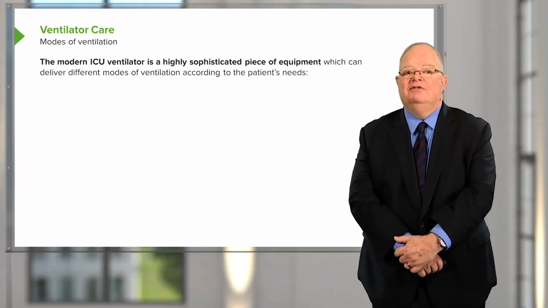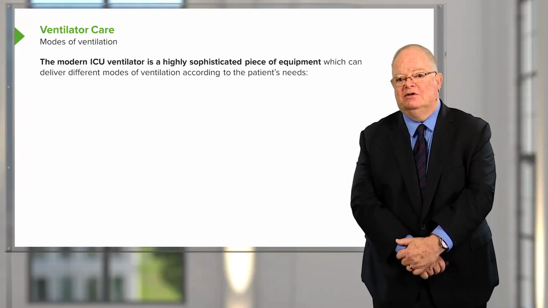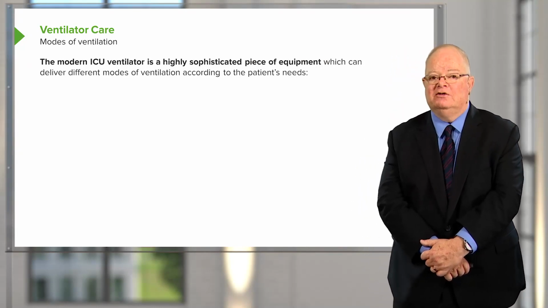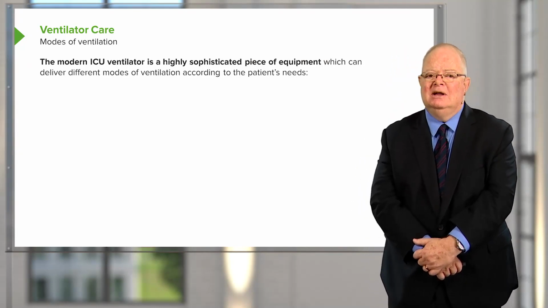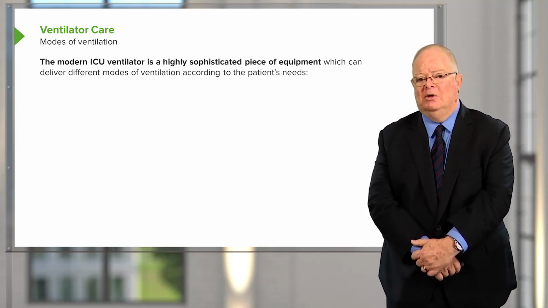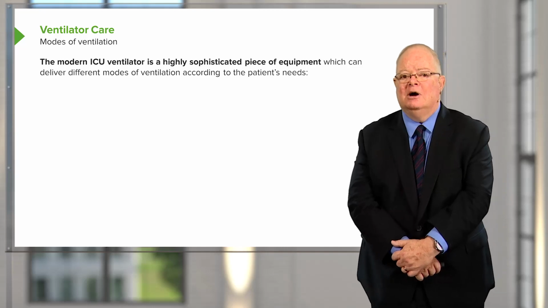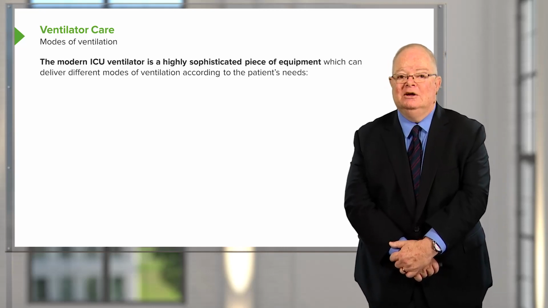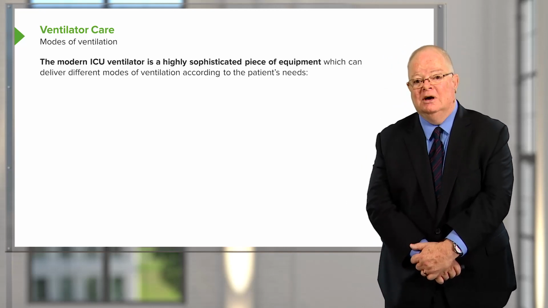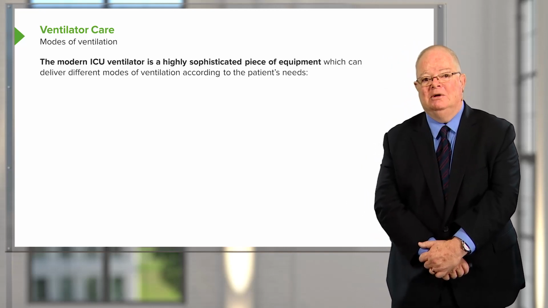The modern ICU ventilator is a highly sophisticated piece of equipment which can deliver different modes of ventilation according to the patient's needs. It tends to be a little higher quality than the ones we use in the operating room, although that's changing. The ones we're using in the operating room are increasingly being used for critical care patients who are transferred from the ICU to the OR, so we basically need the same equipment in both places.